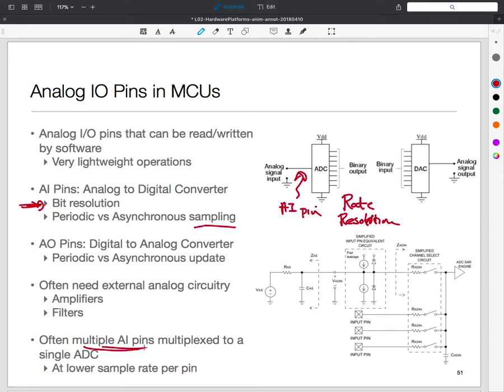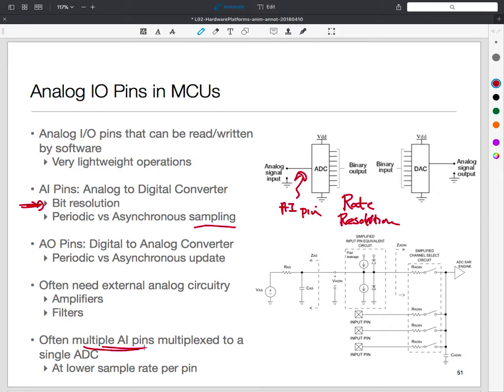Then you also have AO pins, analog output pins. Those are DACs. In that case, you are going to write some binary value to the register, and the output is going to be an analog signal. And again, you are going to do it repeatedly to fake whatever waveform you want. Then there is some smoothing which is done on the output side. So you can generate sine waves and other waveforms that you want by either updating things periodically or asynchronously as you feel like.